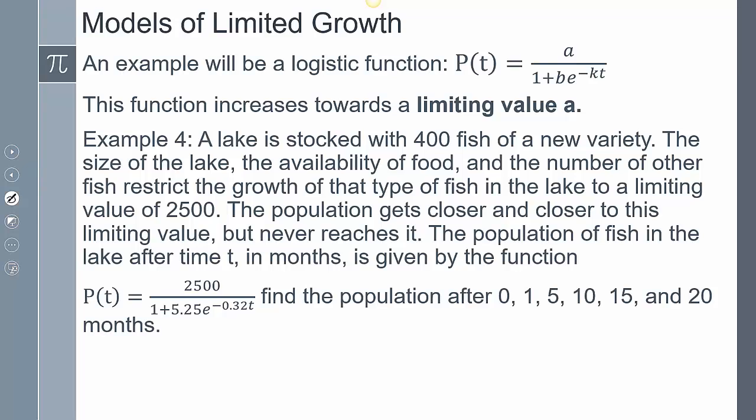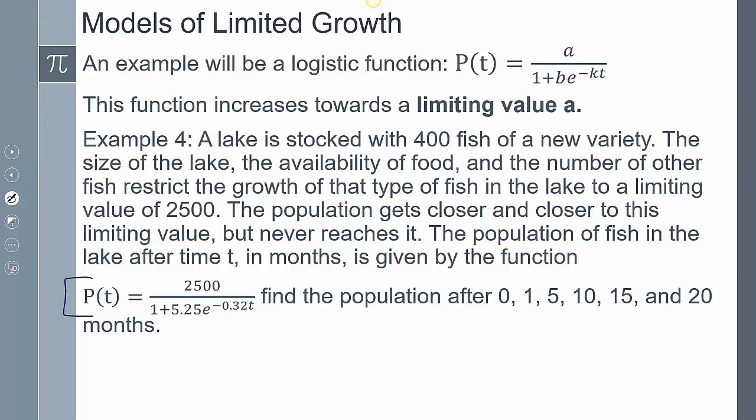The size of the lake, the availability of food, and the number of other fish restricts the growth of that type of fish in the lake to a limiting value of 2,500. Population gets closer and closer to this limiting value but never reaches it. The population of fish in the lake after time t in months is given by this function.